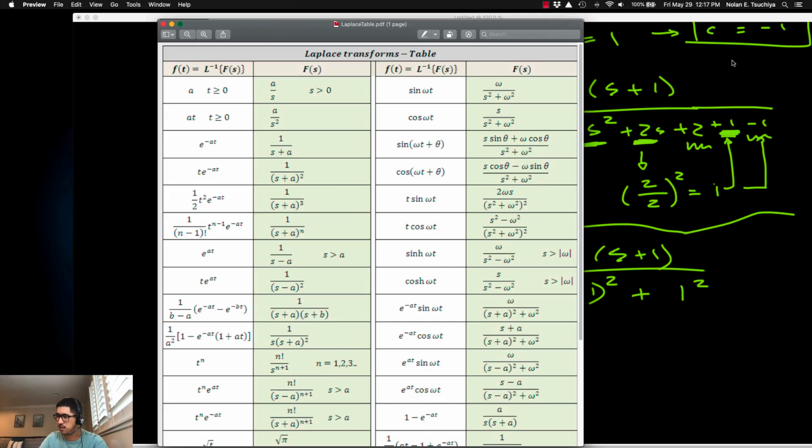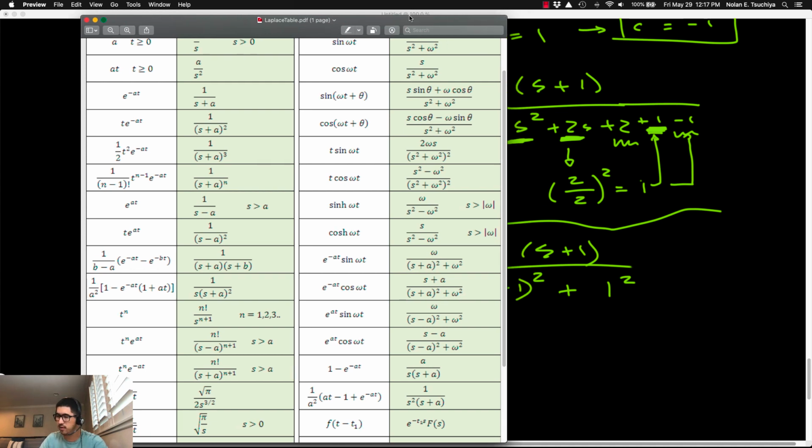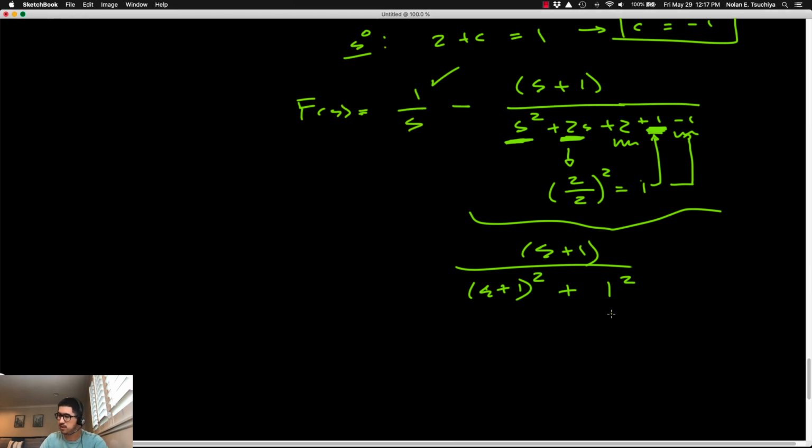Look at the Laplace table. There is an entry that says s plus a divided by that same s plus a, the quantity squared, plus omega squared. So this is exactly what we wanted. Right? So this term right here is exactly of the form in this entry right here. And so now I can see that the inverse Laplace is just the thing in the left-hand column. It's just e to the minus at cosine of omega t. Okay, so now with a little bit of manipulation, I now know the inverse Laplace of this.